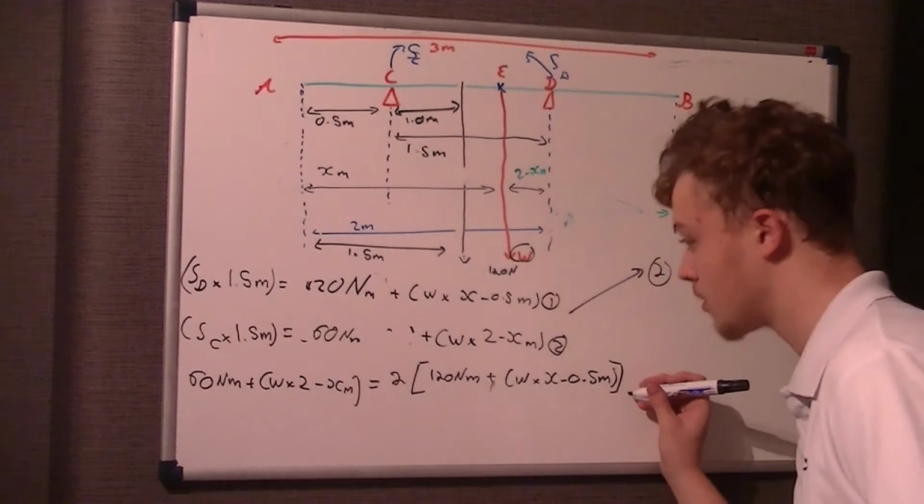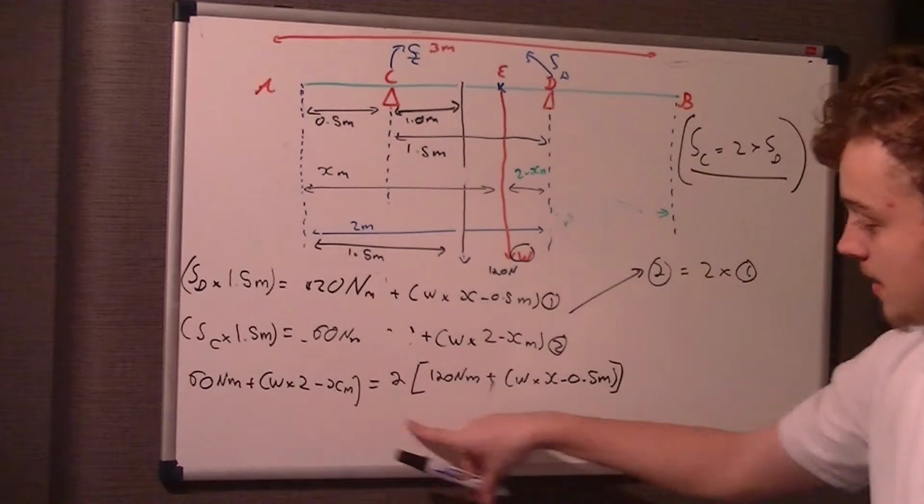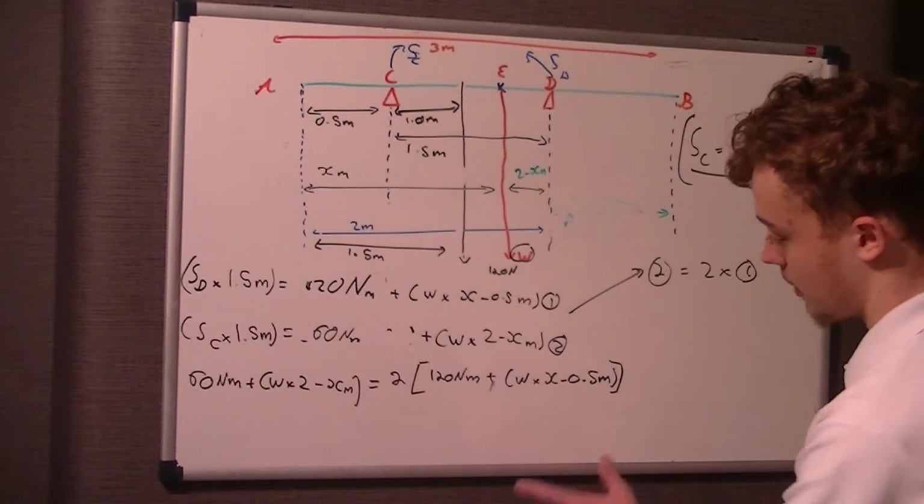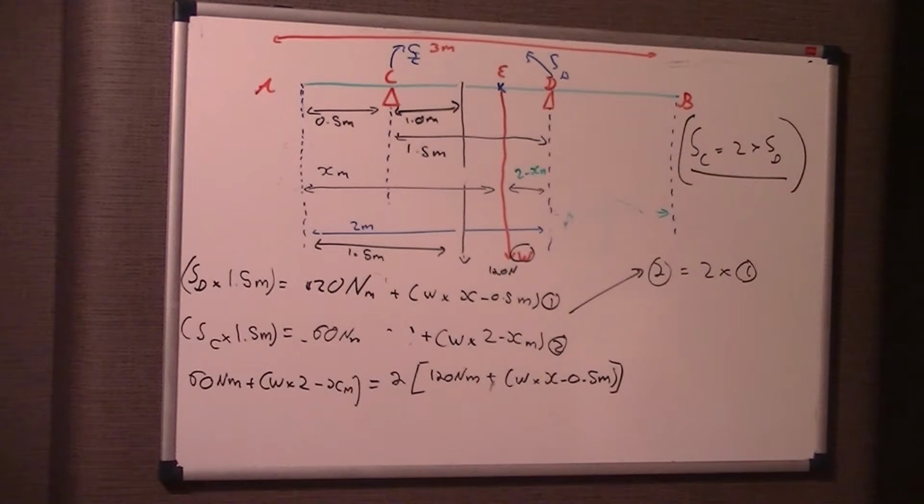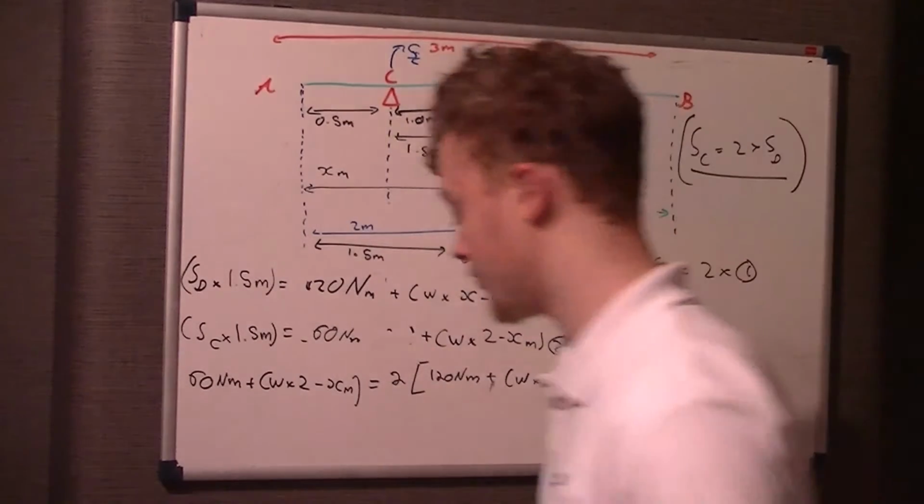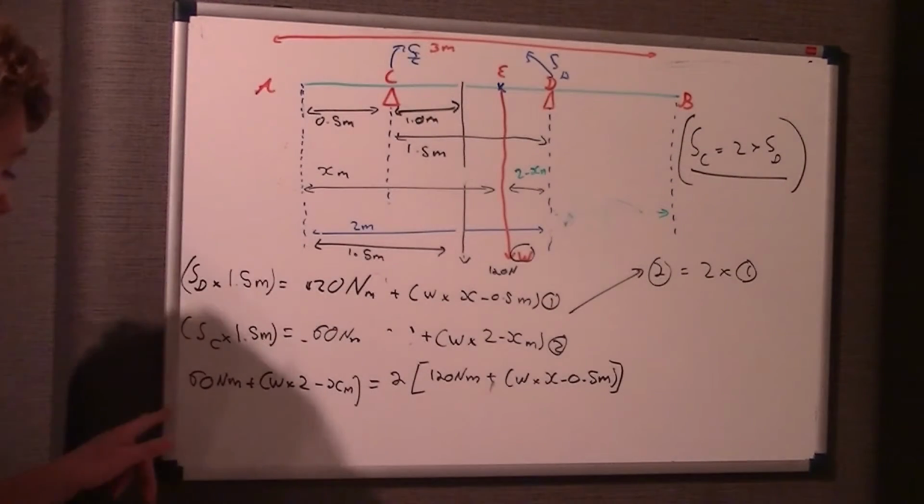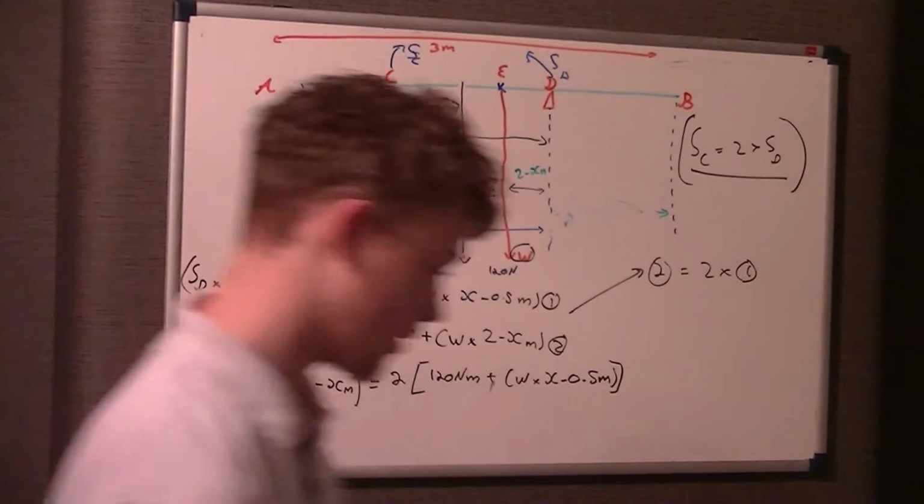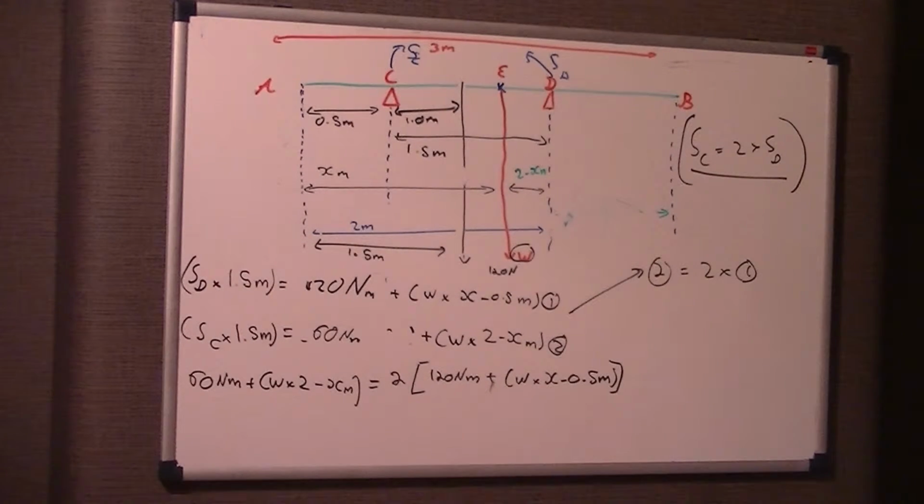Right. So therefore, you'd leave this as it is, and then you would expand this. Now, as I'm running out of room, I'm just going to rub each term off and simplify it. Okay, so hopefully you can see that. So it says 60 Newton meters plus W times 2 take X meters is equal to 2 times the whole of 120 Newton meters plus W take X take 0.5 meters.